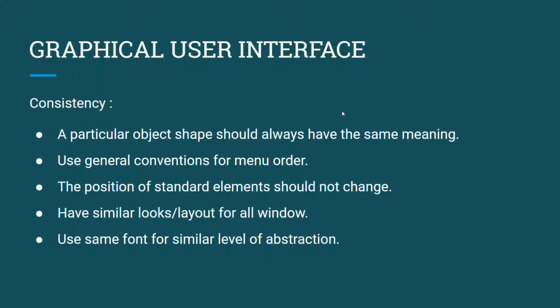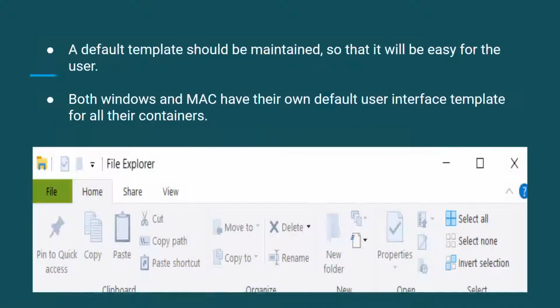Consistency. Whenever we are designing a user interface, we should maintain a default template for the whole application. Let's consider a scenario where we have to assign a particular icon to some functionality. We should maintain the same icon throughout the application so that it will be easy for users to process. We should also have similar looks and layout for all the windows, use the same font for a similar level of abstraction, and follow general conventions for menu orders.